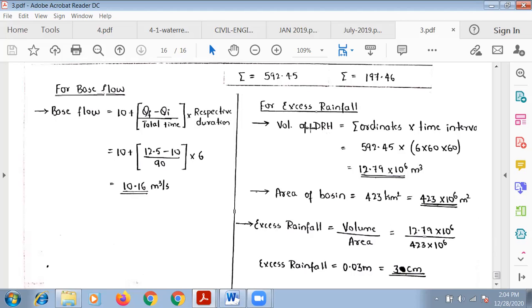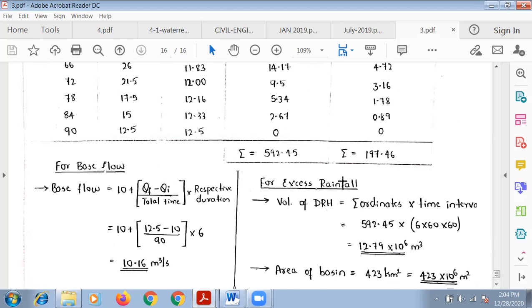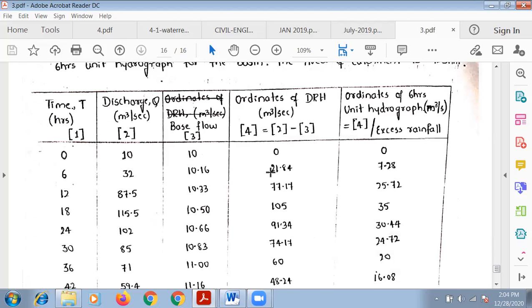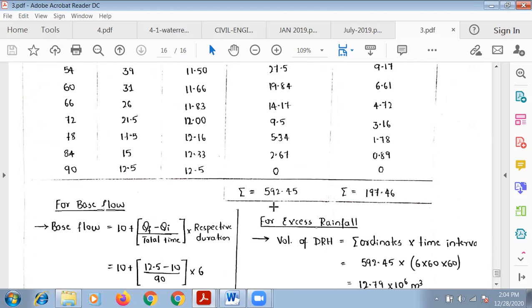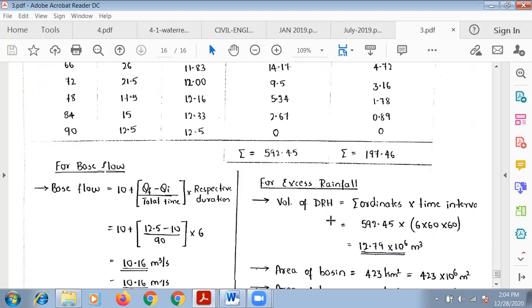So now the volume of the direct runoff hydrograph is given by the sum of all the ordinates of the direct runoff hydrograph into the time interval. Okay, so now see here, we already calculated the ordinates of the direct runoff hydrograph. So this is the sum of the ordinates, 592.45, into time. So the time interval here is 6 hours.